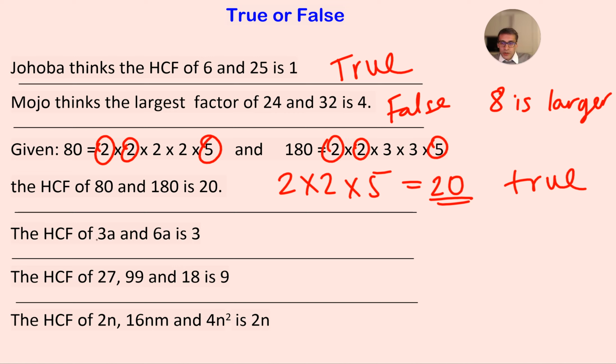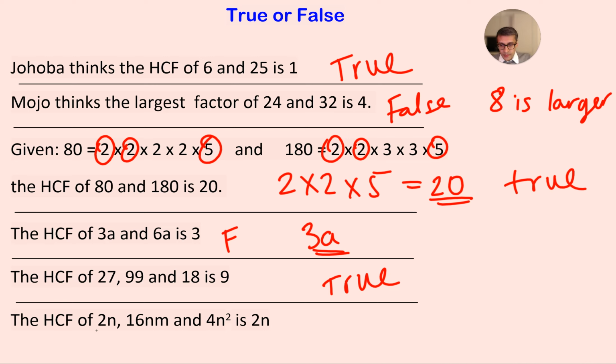So the highest common factor of 3a and 6a is 3. This is false because 3a is a factor. So we're going to say false. 3a is the highest common factor. The second last one, the highest common factor of 27, 99 and 18 is 9. So this is going to be true. And then the last one, the highest common factor of 2n, 16n, m and 4n squared is 2n.